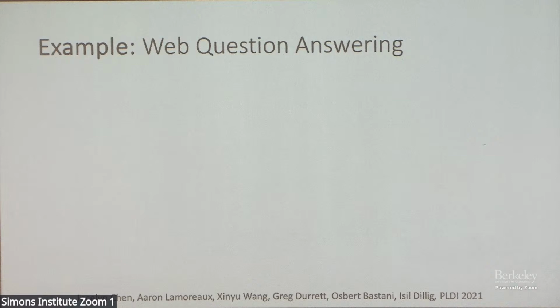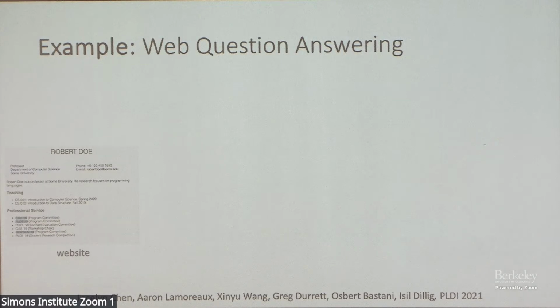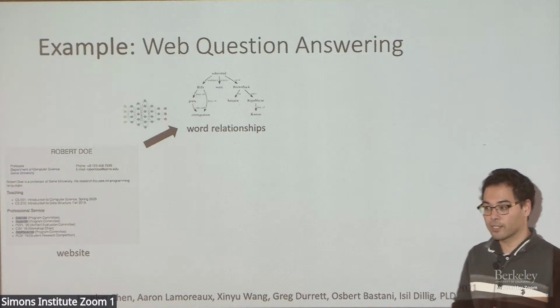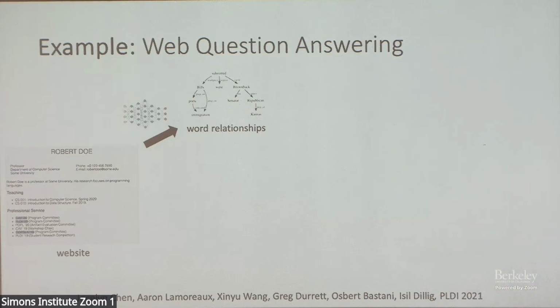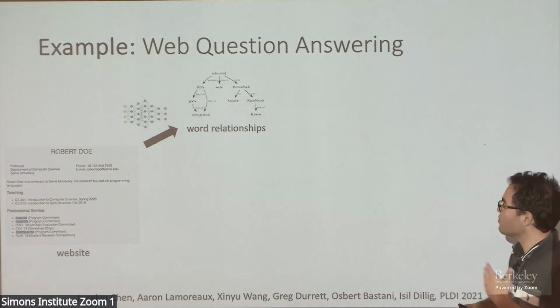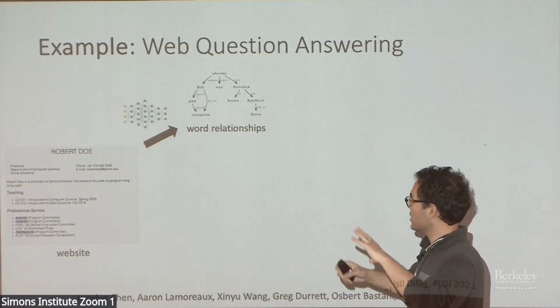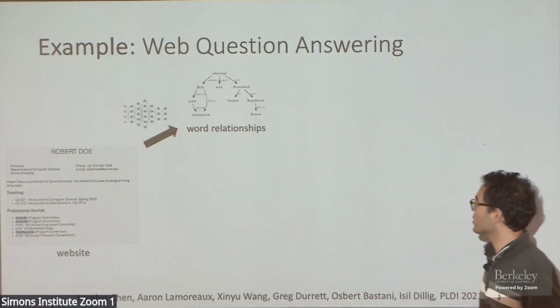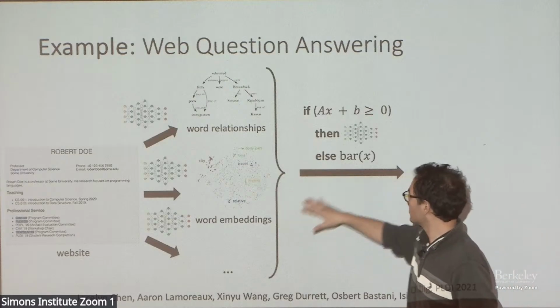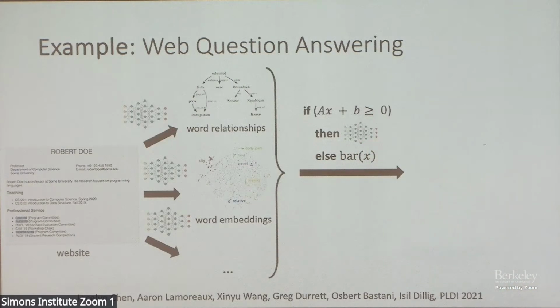And there are some examples from our work that I just want to go through quickly to get a sense of what these programs look like. So one thing we did is neurosymbolic synthesis for web question answering. And what that means is you want to write a program that traverses the AST, maybe uses word embeddings to find things like relationships. But ultimately, all of these things go into a program that outputs the answer.